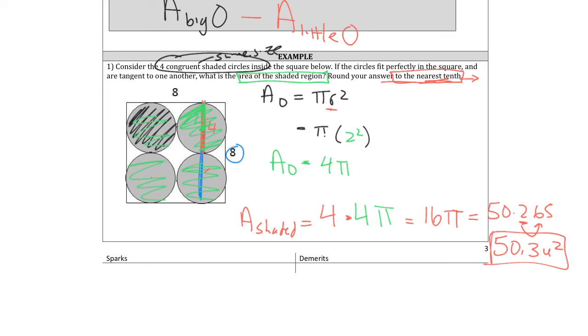So this was a complex area problem. I want you to try one on the back on your own, and then you can play the video again, and I'll show you the answer.